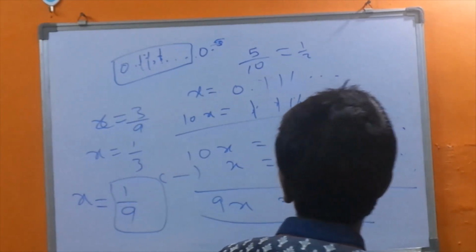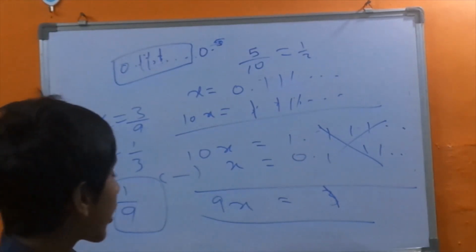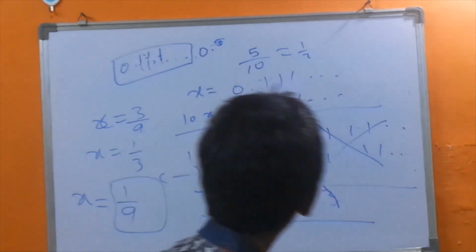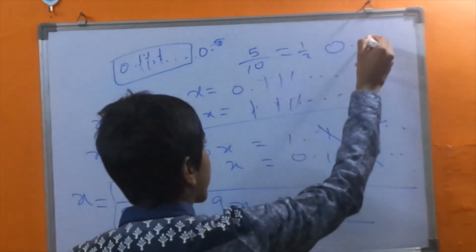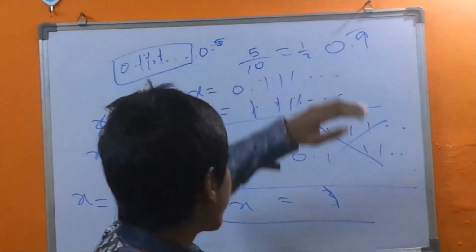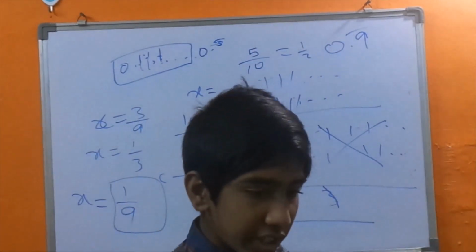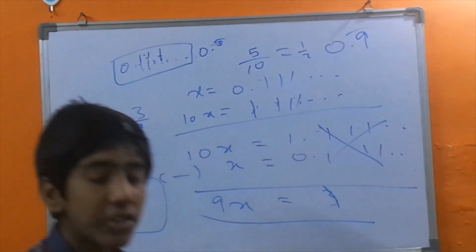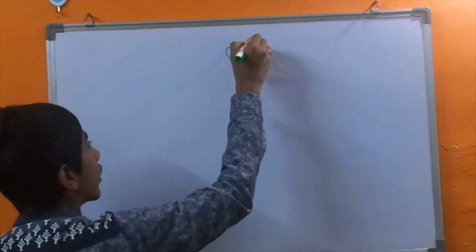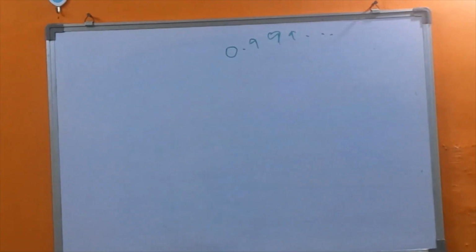Well, now I will discuss a very interesting decimal expansion, that is 0.9 bar. And that can be represented in the form of a rational number. That can be very interesting. Well, I will show you that. So, let us try to represent 0.999 and so on in the form of a rational number.